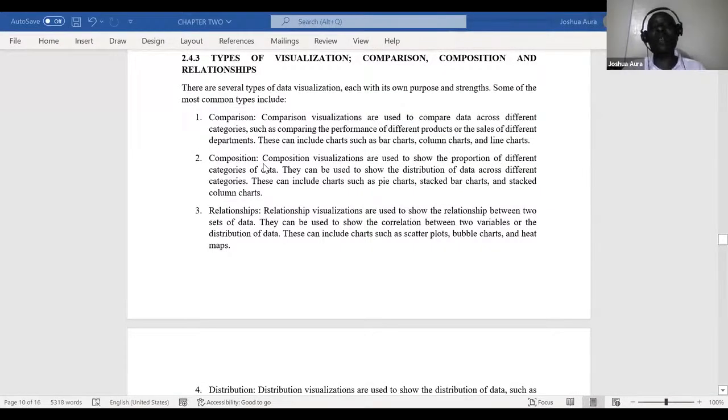Composition visualizations are used to show the proportion of different categories of data. They can be used to show the distribution of data across different categories. These include charts such as pie charts, stacked bar charts, and stacked column charts.